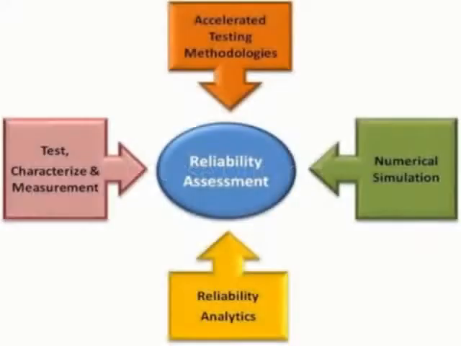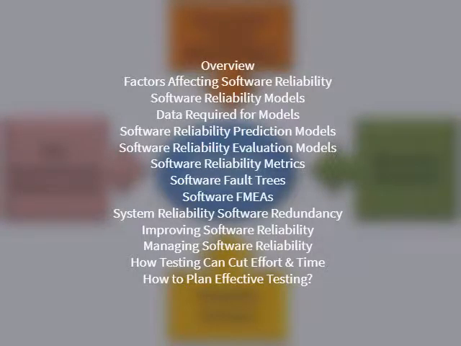Course outline. Overview. Factors affecting software reliability. Software reliability models. Data required for models. Software reliability prediction models. Software reliability evaluation models. Software reliability metrics. Software fault trees. Software FMEAs. System reliability, software redundancy. Improving software reliability. Managing software reliability.